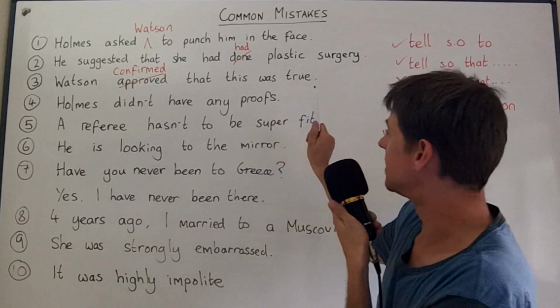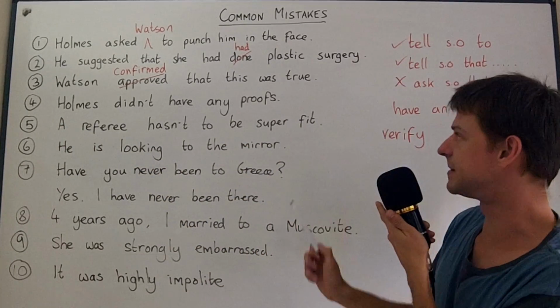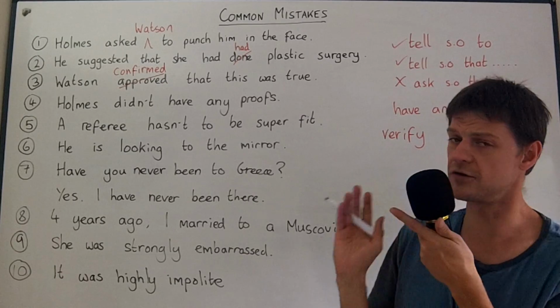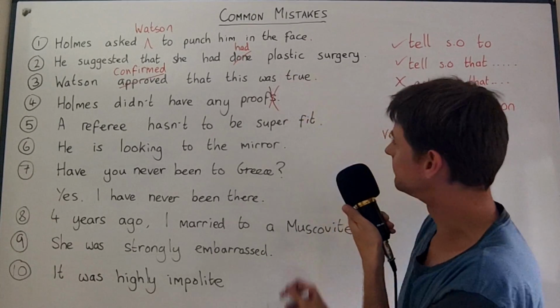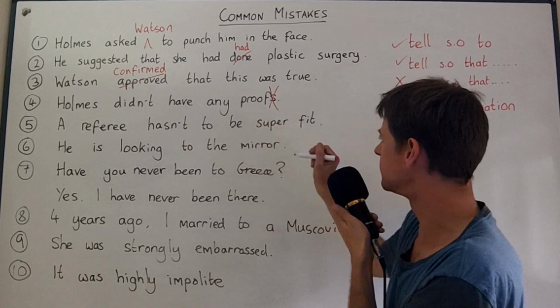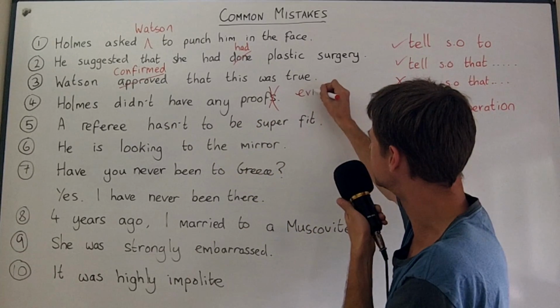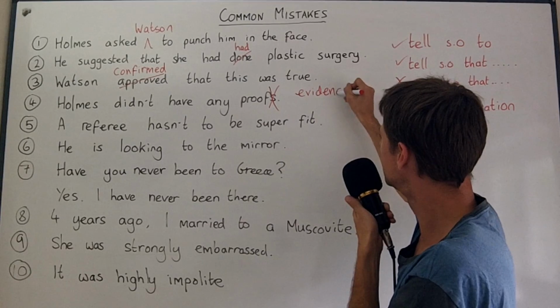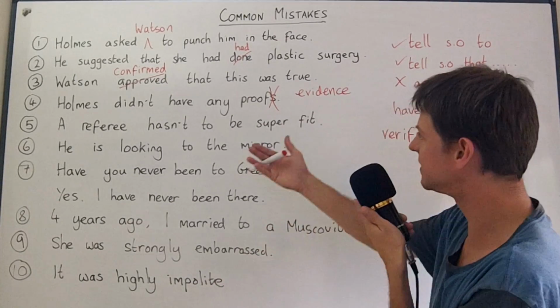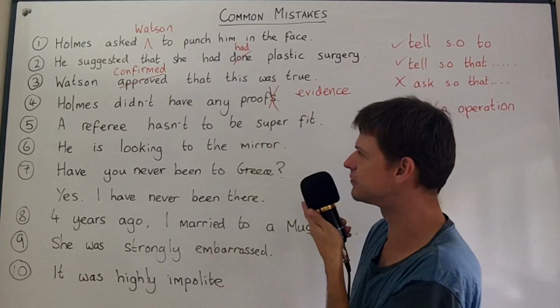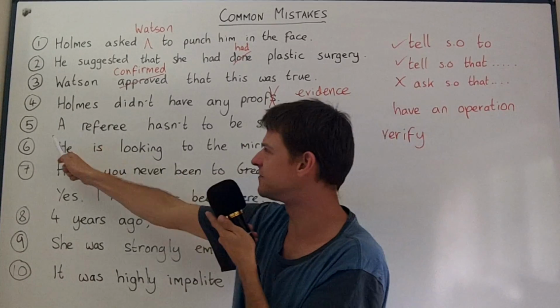Number four, the problem is with countability. Now remember that there are a lot of words in English which are uncountable, and proof is one of them. So Holmes didn't have any proof. Holmes didn't have any evidence, which is also uncountable here. You wouldn't say evidences. You would say Holmes didn't have any evidence. Holmes didn't have any proof. Okay, on to number five.